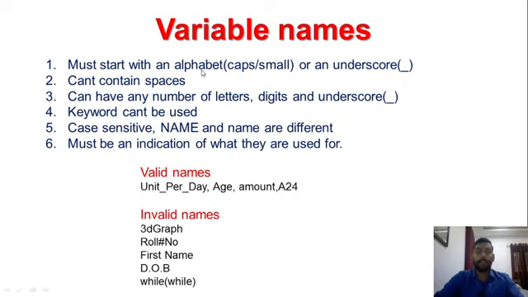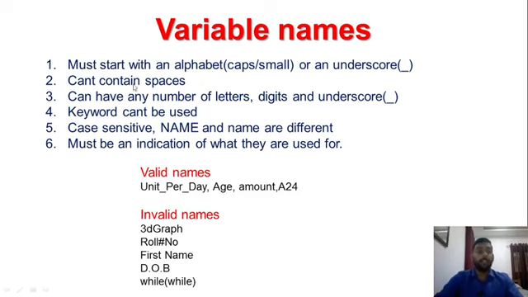The first rule: it must start with an alphabet, caps or small, or underscore. That is, a variable name must start with an alphabet. It can be capital or lowercase, or it can also start with an underscore, because underscore is also treated as an alphabet.